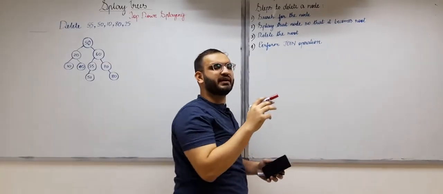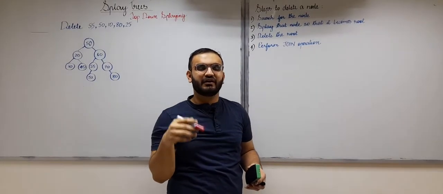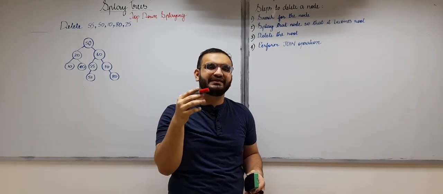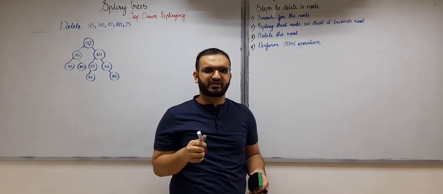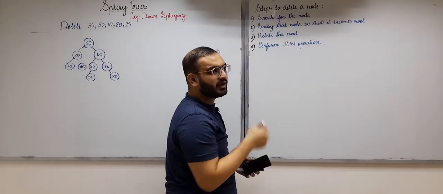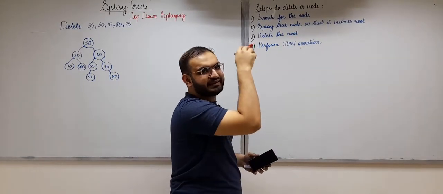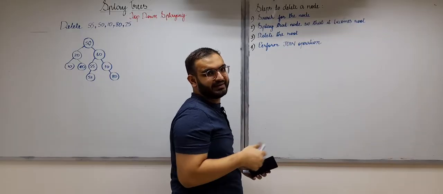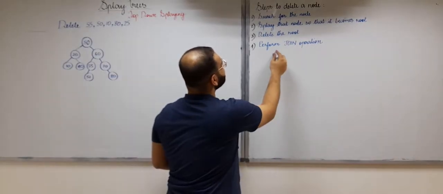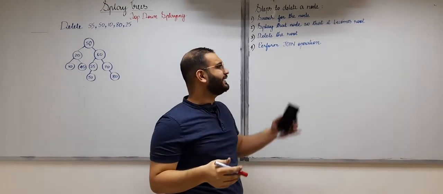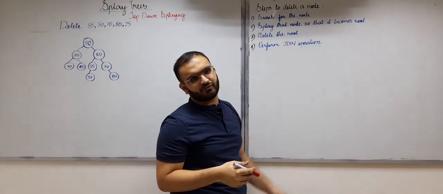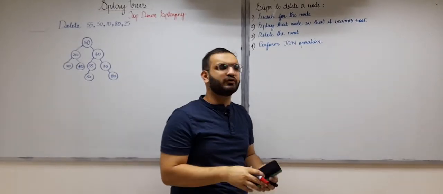So in the bottom-up method, first we performed the delete operation and then we splayed its parent. But in the top-down method, we first splay the node and then we delete the root, or the node that has to be deleted. And then finally we perform the join operation. I'll later explain with an example how we perform the join operation. So let us directly move to the example.